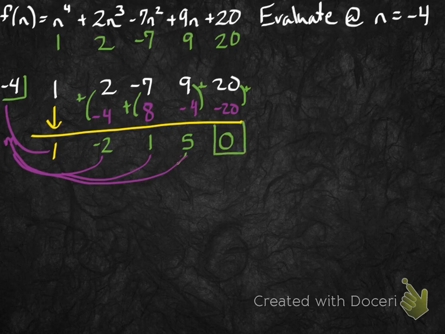That last thing, that last number you get, is your remainder. That is the number that's a solution. So, f of -4 is equal to 0. That's your answer.